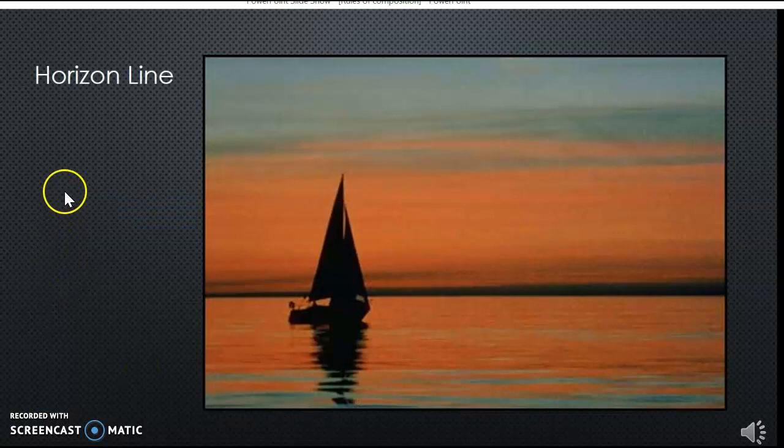Along that same lines, the horizon line, kind of like the rule of thirds, says that if you place the horizon line on the bottom third or the top third of your picture, it also makes a more interesting picture. So try not to place that horizon line smack dab in the middle of your image.